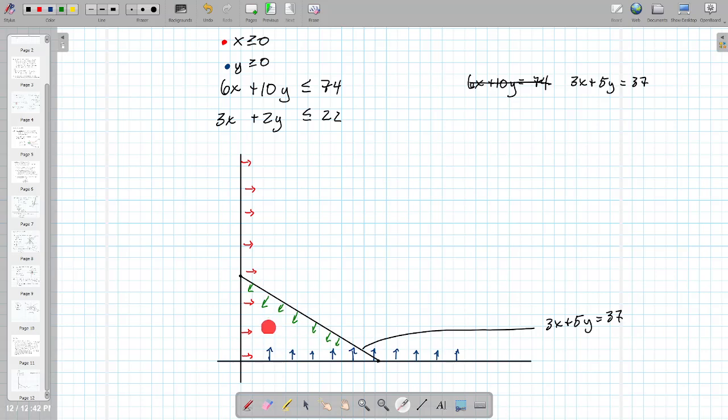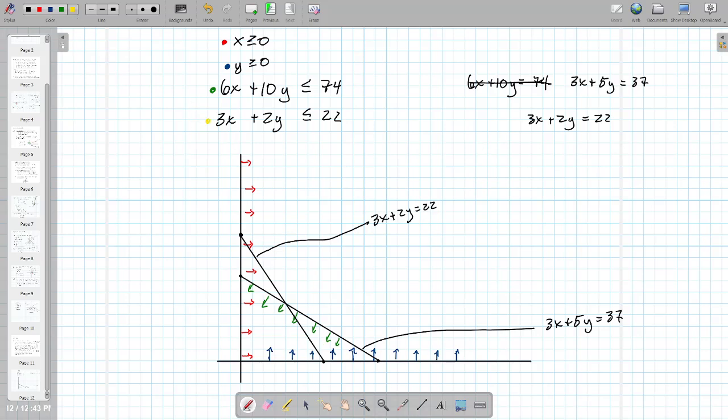So currently this is what we have. I also need to plot the solution set for this inequality. That is 3x plus 2y is equal to 22. I'm plotting this line. If I plug in 0 for x, that means I'm on the y-axis. Y is equal to 11. And if I plug in 0 for y, then I'm on the x-axis. And then I get x is 7 1/3, about here.